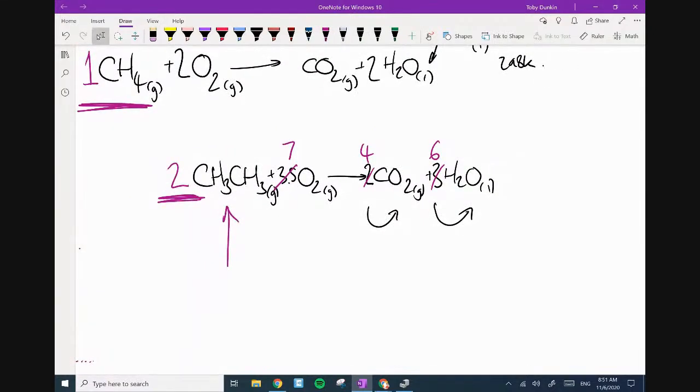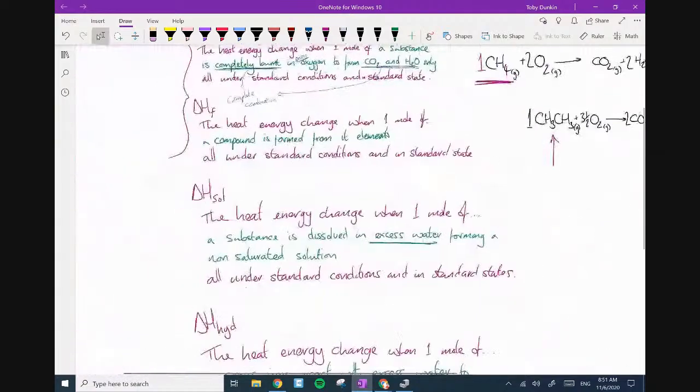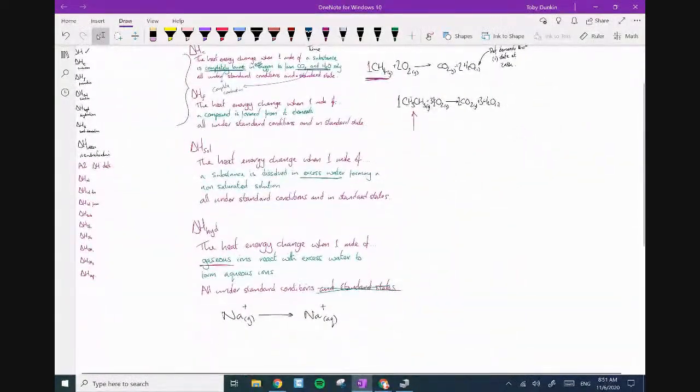In this particular scenario, you are not allowed to double. You've got to keep it as 1 mole here. And that's going to be 3.5. That's then going to be 2, and that's then going to be 3. That now is the definition for the enthalpy of combustion of ethane. It's important that I mention this to you guys. How are we doing with our definition list? It's a nightmare, isn't it?